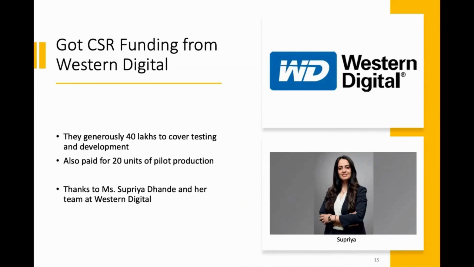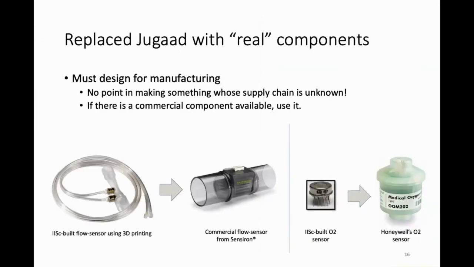So what is the difference? I'll tell you about the difference between a prototype and a production variant. You have to replace jugaad with real components. Indians pride themselves on jugaad. Unfortunately, jugaad is not manufactured. Jugaad doesn't work. Jugaad only makes for good headlines and feel-good Twitter feeds. It is not manufactured. There's no point in making something whose supply chain is unknown. And if there is a commercial component, use it.